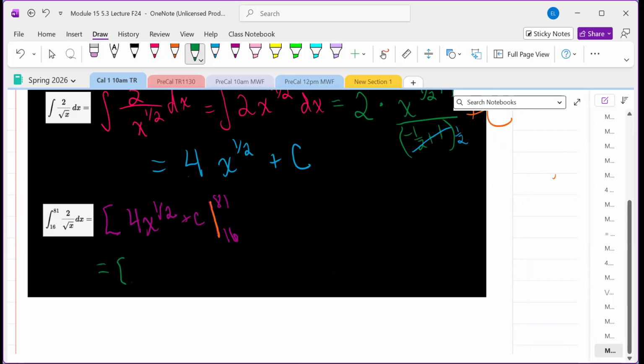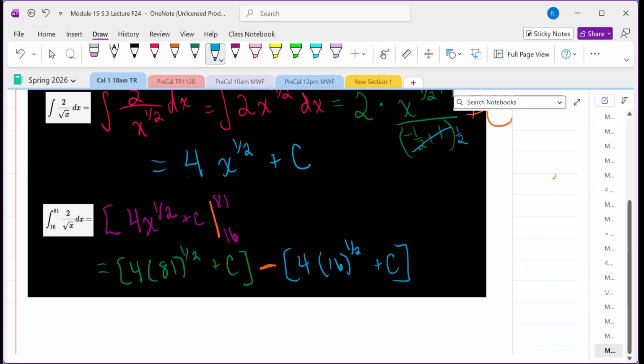So I have 4 times 81 to the 1/2 with the plus c, minus 4 times 16 to the 1/2 plus c. Now again, the c's are going to cancel out.